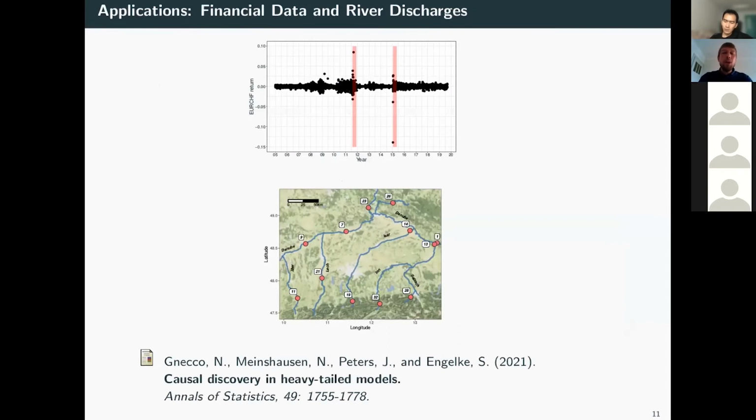In the paper, we also have 2 applications. One is on financial data and exchange rates, and the other one is on flood events and river networks. I don't have time to go into detail here, but I invite you to have a look at these applications in our paper.